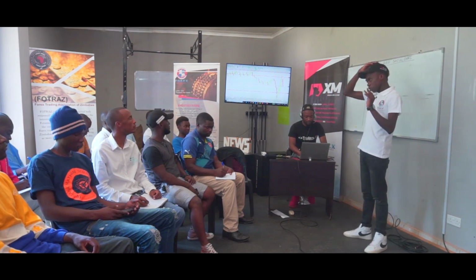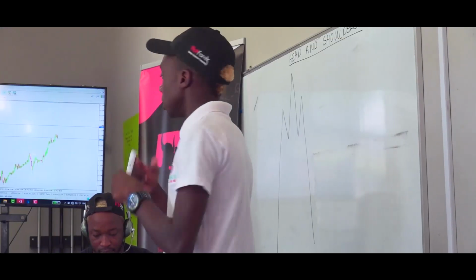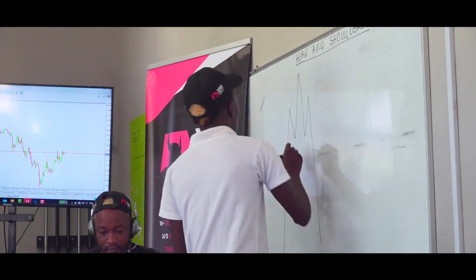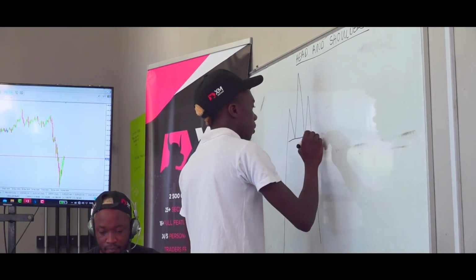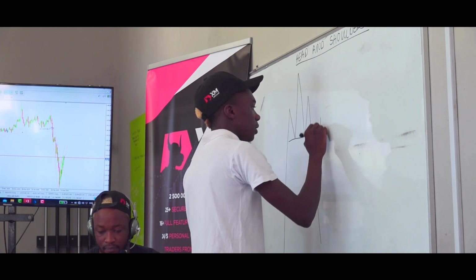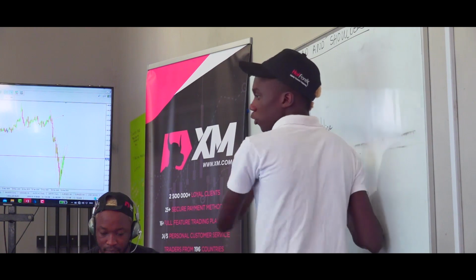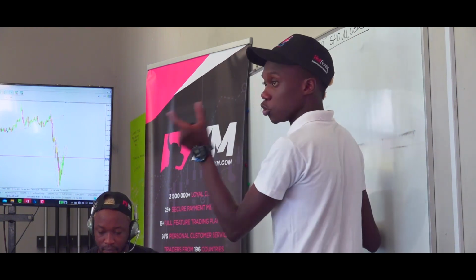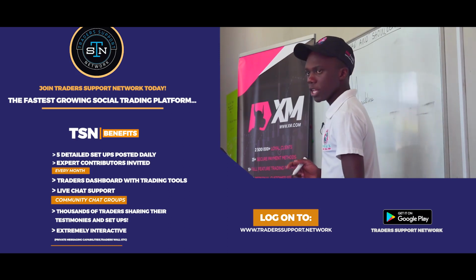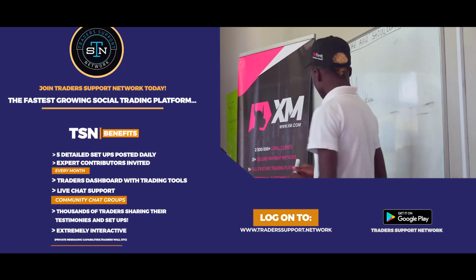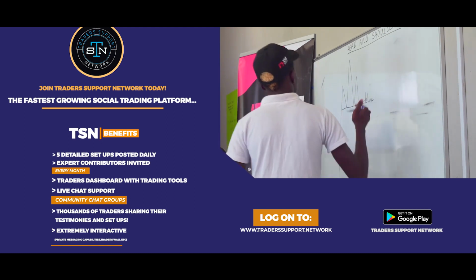Just like you as a human, the meeting point between your head and your two shoulders is what? The neck. So we also have what we call a neckline. This is known as a neckline. That's the meeting point for your head and your two shoulders. How do we trade and make money from this pattern? This is how you can make money.